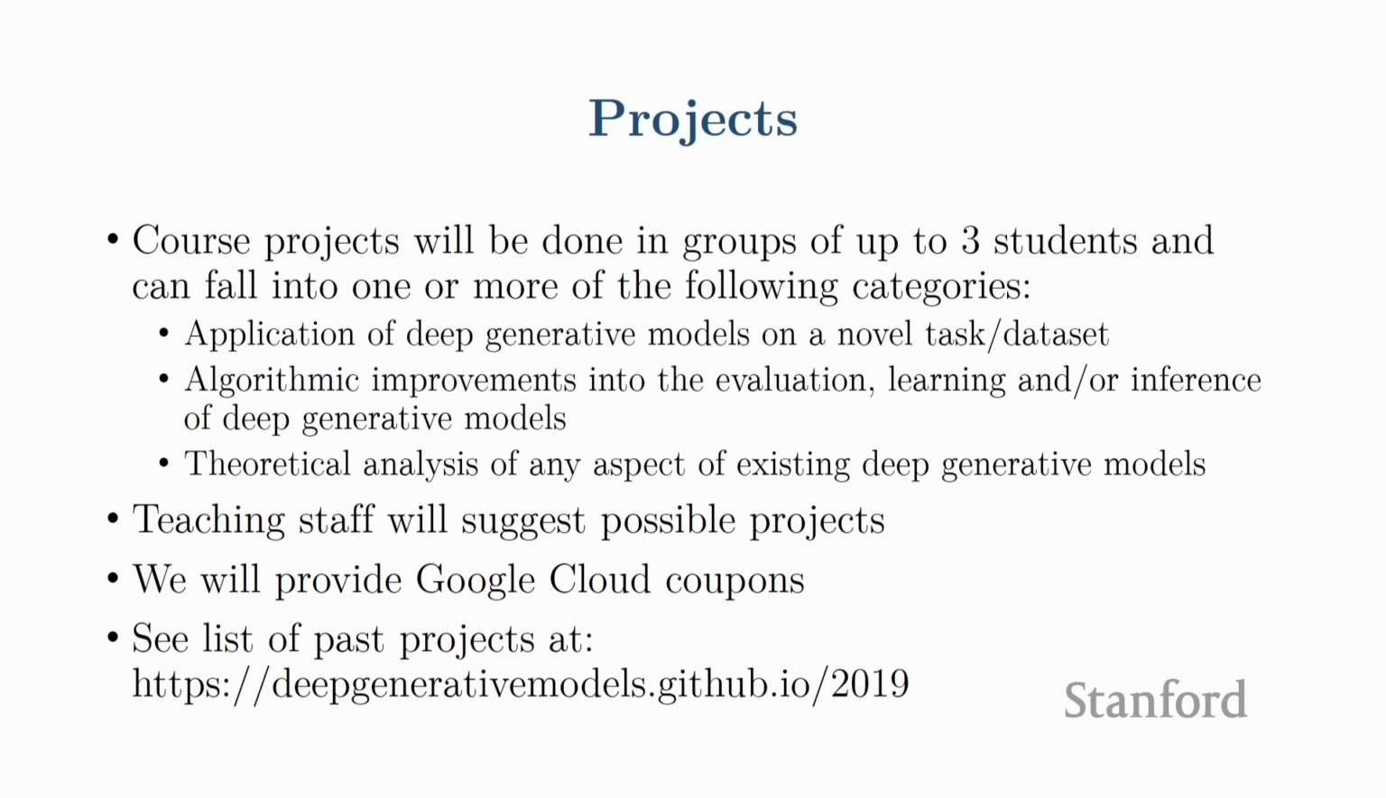And we are able to provide some Google Cloud coupons. Not much, unfortunately, but at least a little bit. We'll figure out a way to distribute them to students. And if you want some inspiration for what kind of projects people worked on in previous years, you can go to the old versions of the website, the 2019 and 2021 versions. You can get a sense of what's enough for a project, what worked, what didn't, and get some ideas.